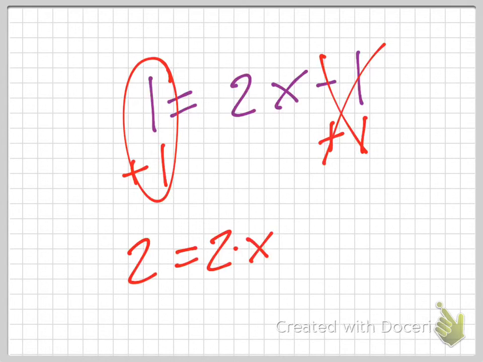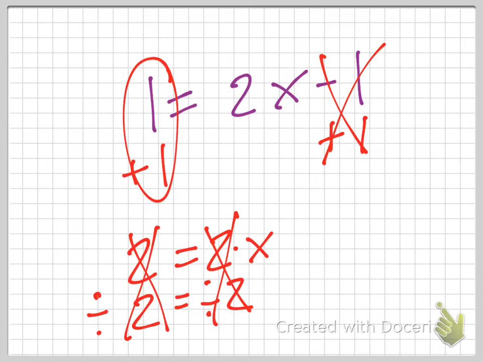It's multiplication, so I divide each side by 2. 2 divided by 2 goes away. 2 divided by 2 turns into 1. So I get x equals 1.